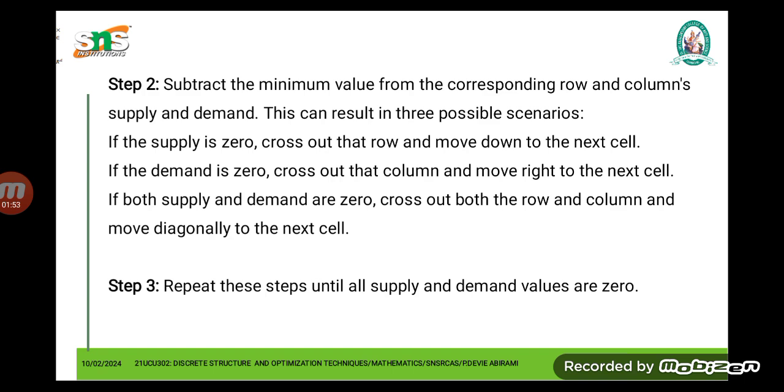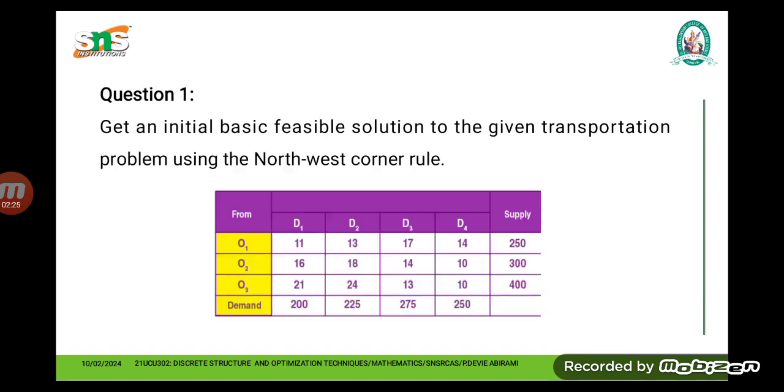Subtract that minimum value from the corresponding row and column. This can result in three possible scenarios. If the supply is 0, then cross out the row and move down to the next cell. If the demand is 0, cross out the column and move right to the next cell. If both supply and demand are 0, cross out both row and column and move diagonally to the next cell. Repeat these steps until all the supply and demand values are 0.